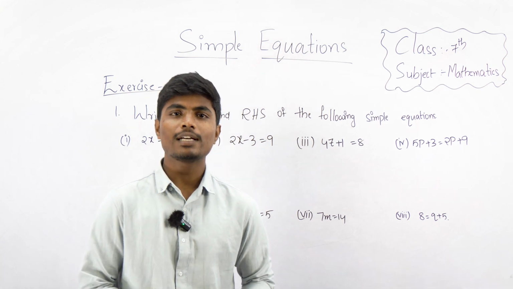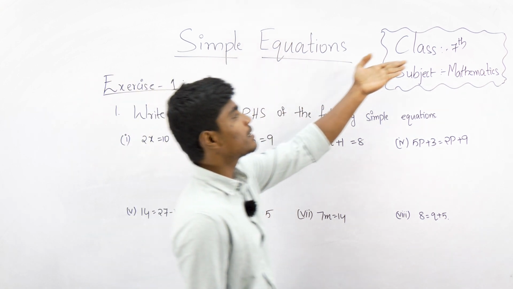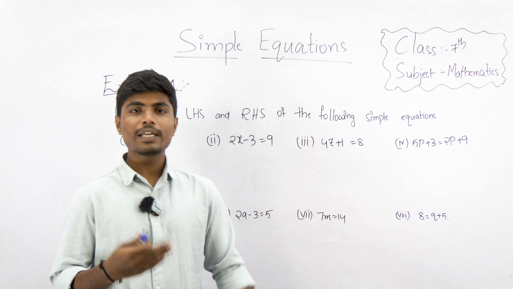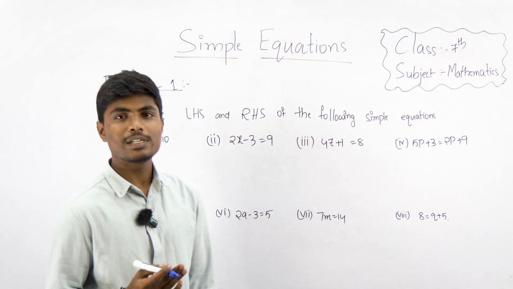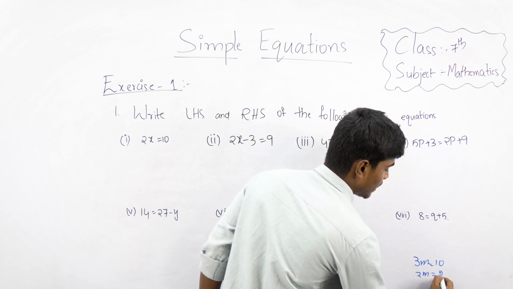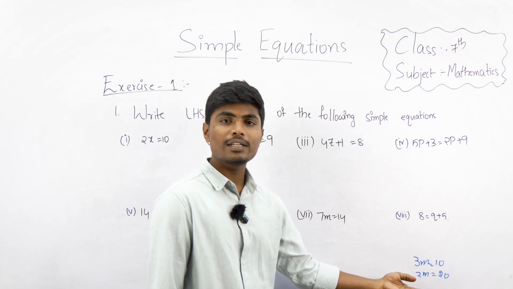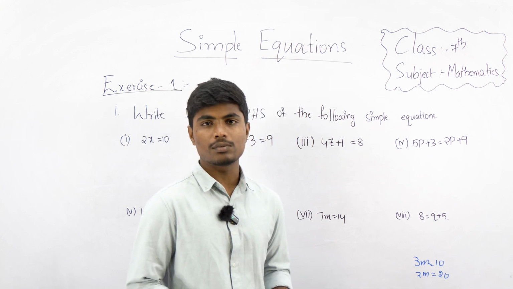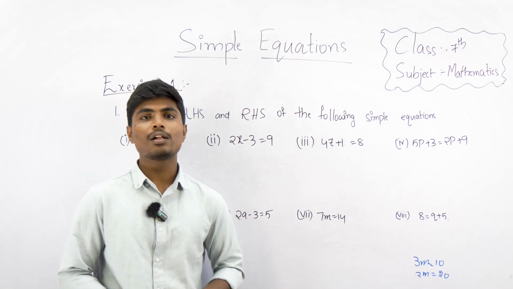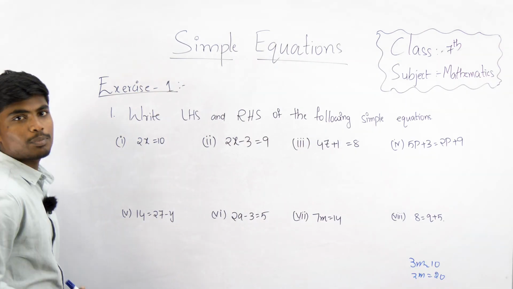Welcome to the class. In this class we are going to discuss simple equations, which is the third chapter of 7th class mathematics. In your 6th class you have already come across simple equations like 3m = 10, 2m = 20, and you have already studied how to simplify these equations. With this Exercise 1, we are going to recall all the things you have already learnt in your 6th class.